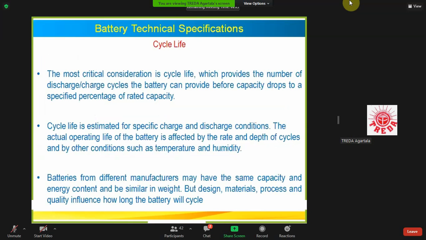Like the cycle life of the battery, you know that every battery has a life, and that life will depend on the cycle life. We must know that if charging and discharging, and the depth DOD and SOC, are done very frequently, then the life of the battery will decrease. And if we do not go for deep discharge of the battery, then the life of the battery will increase.